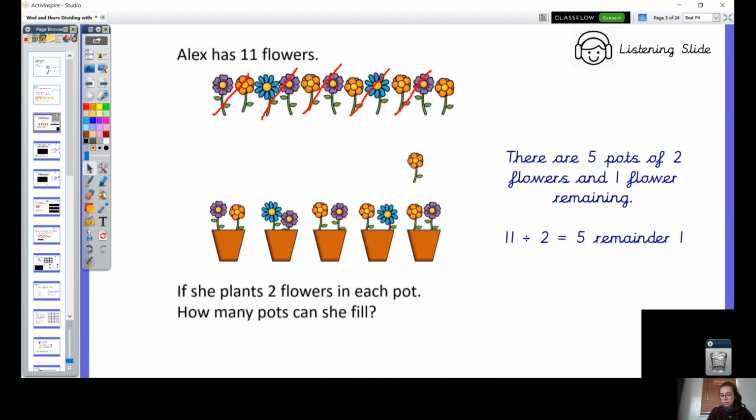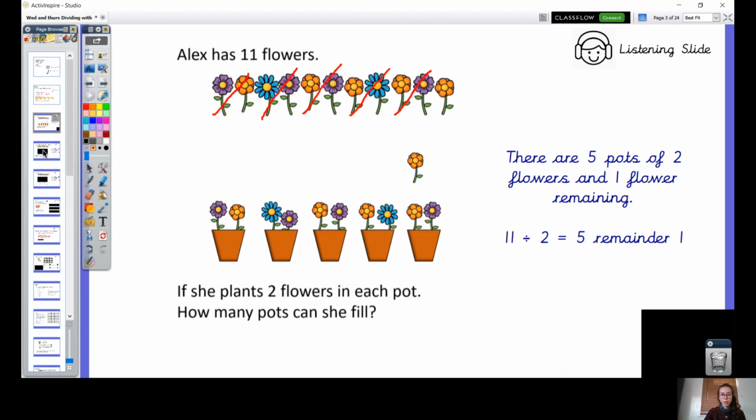I could also write it in a number sentence a bit like this. 11, I had 11 to start with, divided or grouped into 2s equals 5. I made 5 pots with remainder 1. Okay, so 11 divided by 2 is 5 remainder 1.